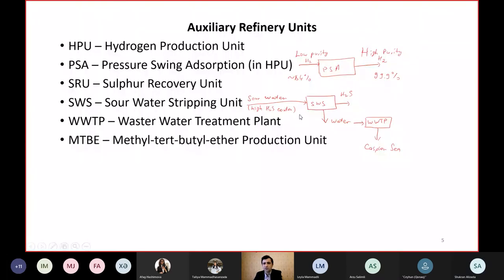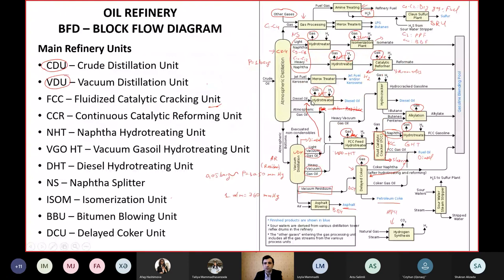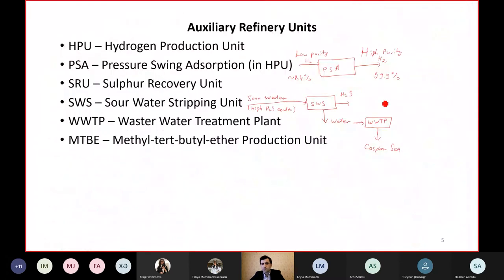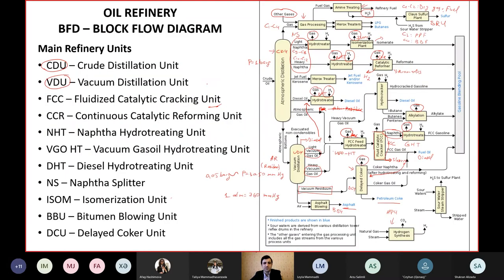As I showed here, we have H2S, which is sent to the sulfur recovery unit or sulfur production unit. So it is sent to the SRU. We have sulfur. And sulfur is sent for sales. As you can see, there is no waste at the refinery. Everything is used, everything is refined as much as possible to produce all the products you can see in blue.